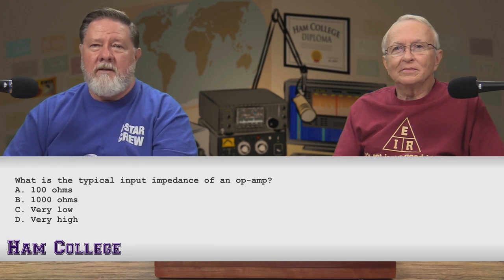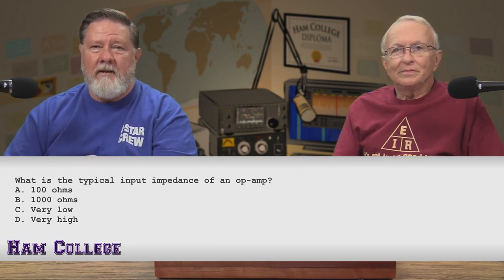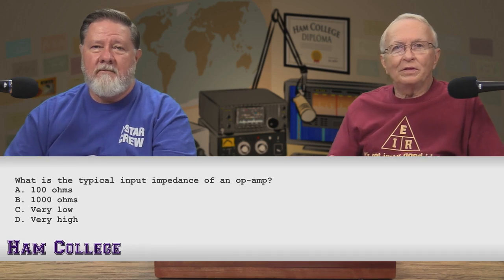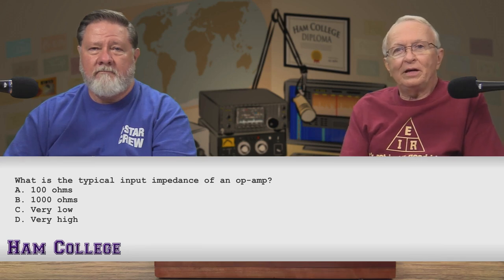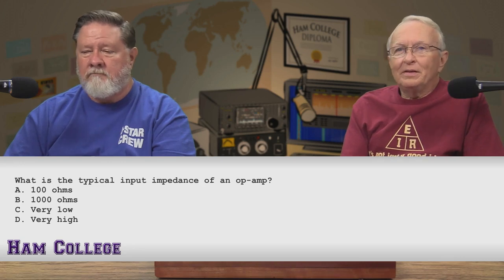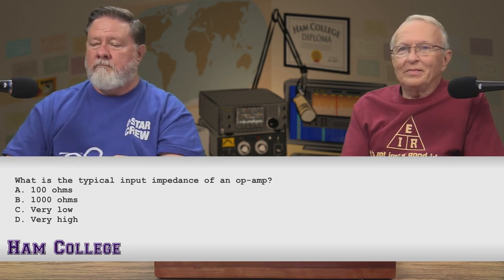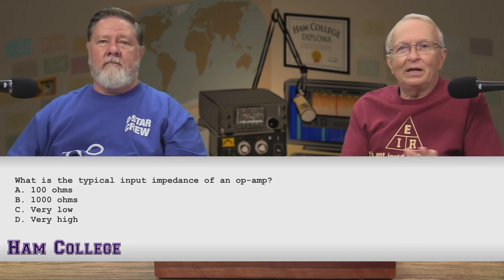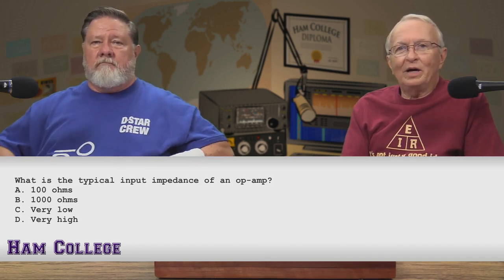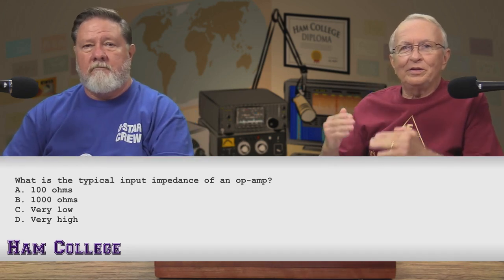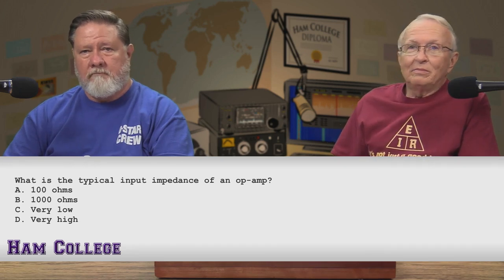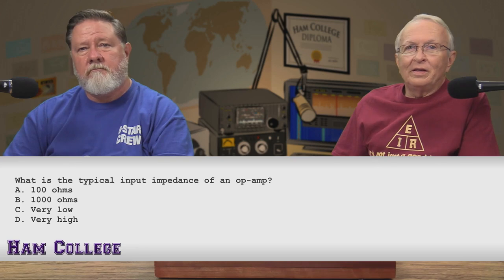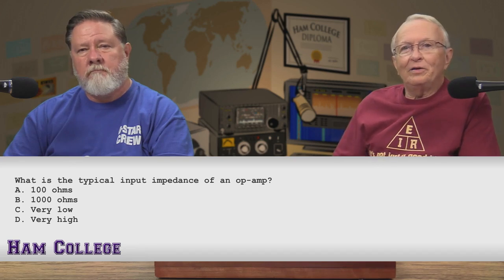What is the typical input impedance of an op amp? A, 100 ohms. B, 1,000 ohms. C, very low. Or D, very high. Well, I'm going to rule out A or B automatically because the input impedance of every op amp is not necessarily exactly the same impedance. So that leaves us very high or very low.